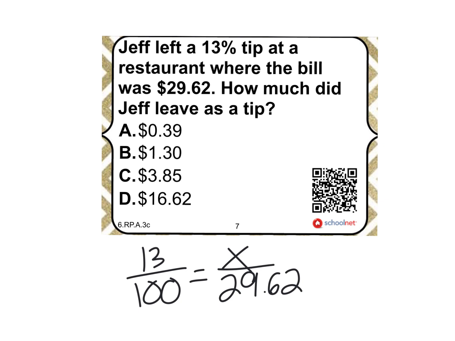So I'm going to then solve and see if I can get the answer, and that answer would be my tip. If a question ever asks us for the total, I would add my tip to my bill amount. So I would get my tip and I would add it to $29.62, and then that would give me my total if the question asks you that.